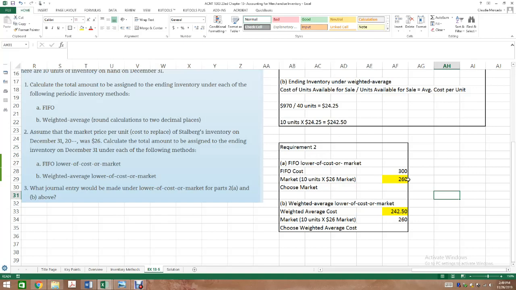In my books, I have this inventory valued at $300, yet I need to update that because it's actually only worth $260 according to the market. So I am overstating my merchandise inventory. I'm recording it at a higher amount, $300. Instead, it should be valued around $260. So we have to make an adjusting entry.